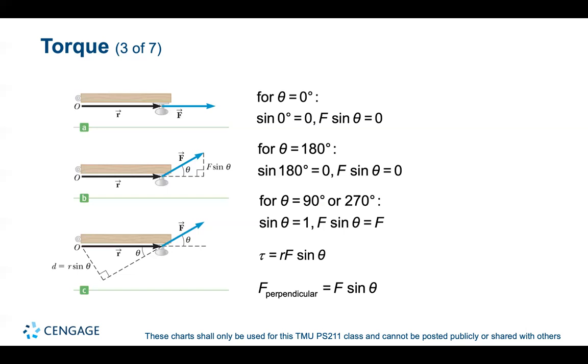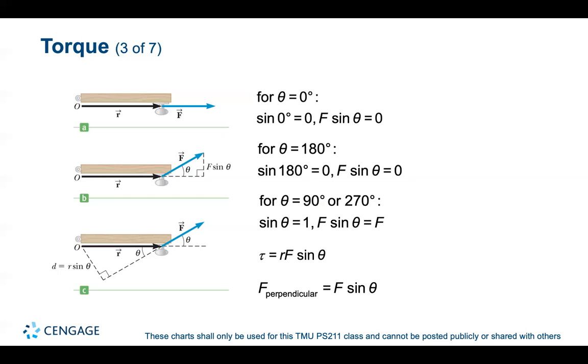When the force is directed away from the axis, theta equals 0 degrees. That is, sine 0 degrees equals 0, and F sine 0 degrees equals 0. When the force is directed towards the axis, theta equals 180 degrees, and F sine of 180 degrees is 0. The maximum absolute value of F sine theta occurs when F is perpendicular to R, that is when theta equals 90 degrees or theta equals 270 degrees.